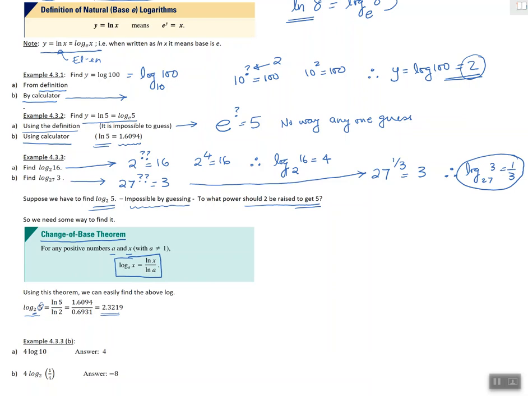So similarly, suppose we had to find log of 16 to the base 2. Now suppose you don't want to go through guessing the answer. All that you have to do is use your calculator, find ln of 16 divided by ln of 2. So go ahead and do it, and within a few seconds you would notice it comes out to be perfectly 4.